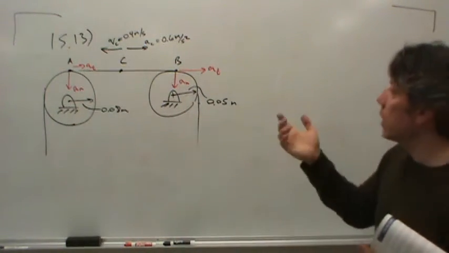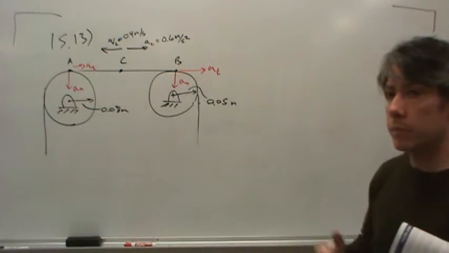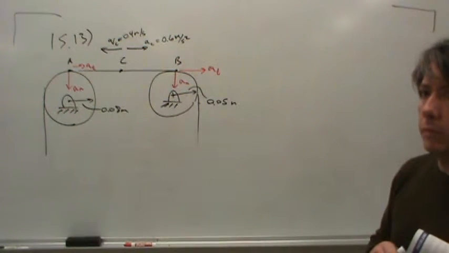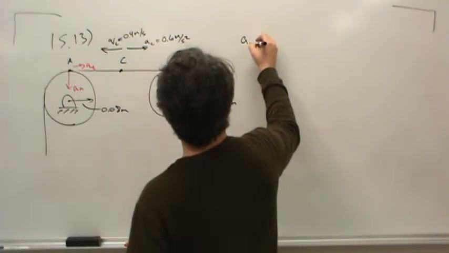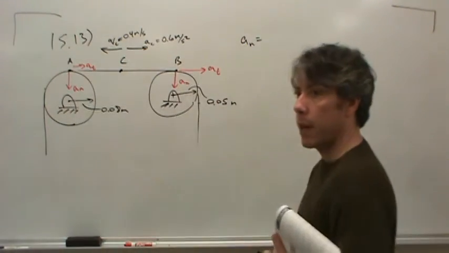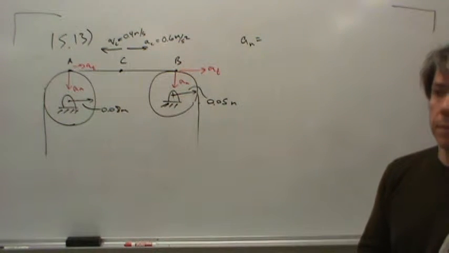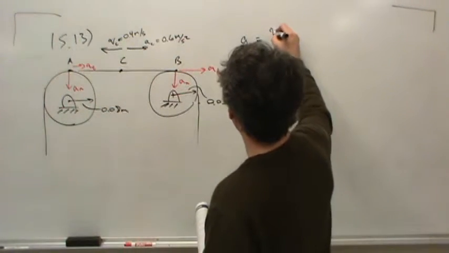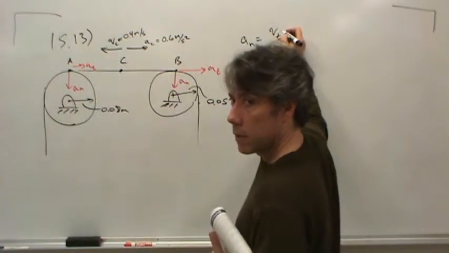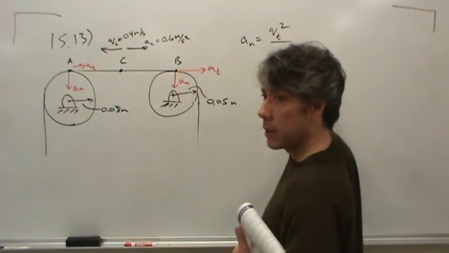Now, how do we quantify this normal acceleration? What do we do with that? Well, there's a couple different ways of dealing with it. Remember when we dealt with normal acceleration way back in chapter 11? What was the equation for normal acceleration? Do you recall? It was the tangential velocity squared divided by the radius.